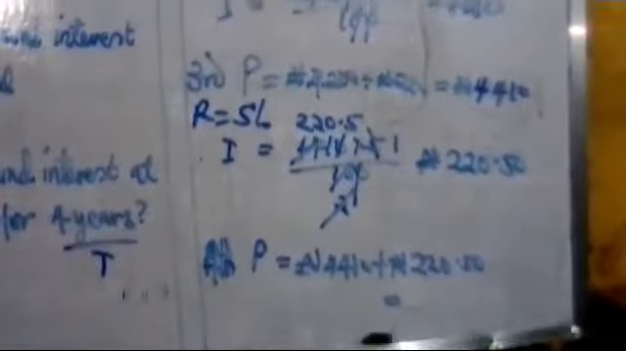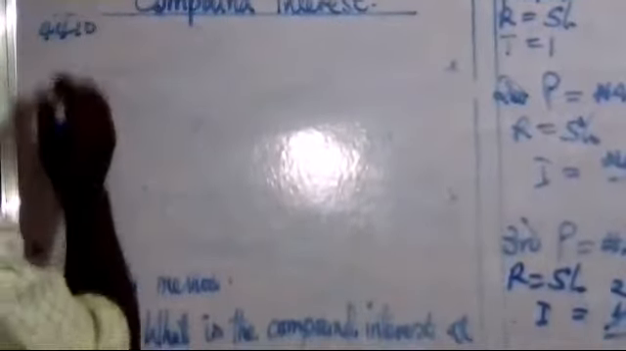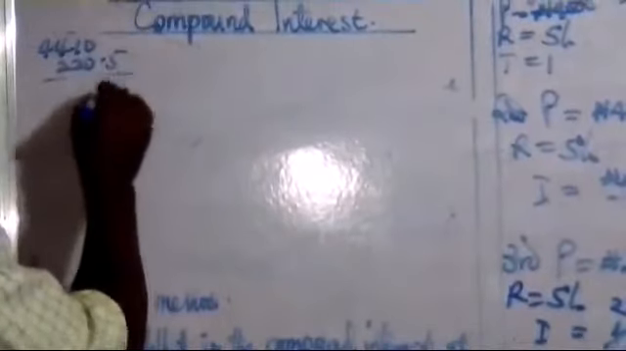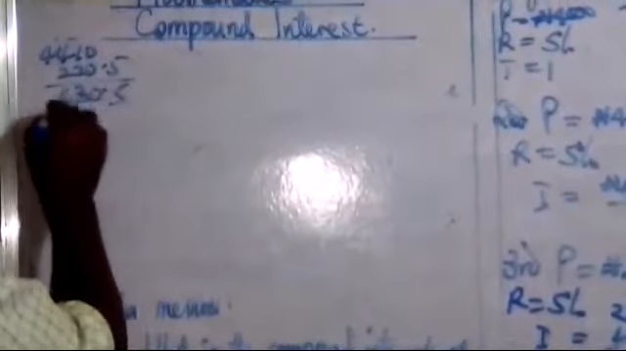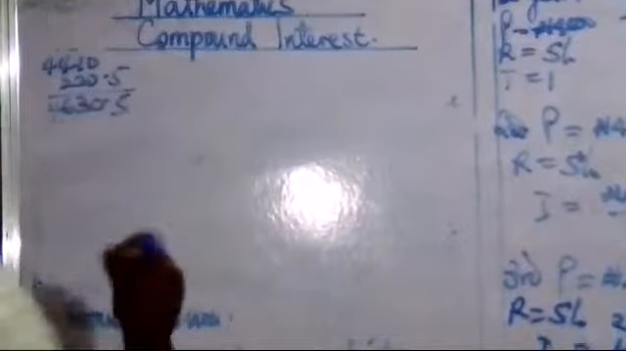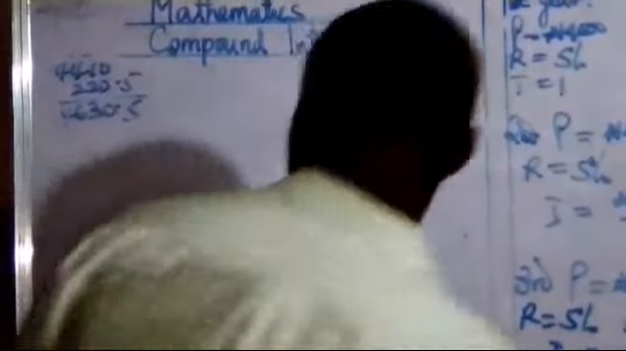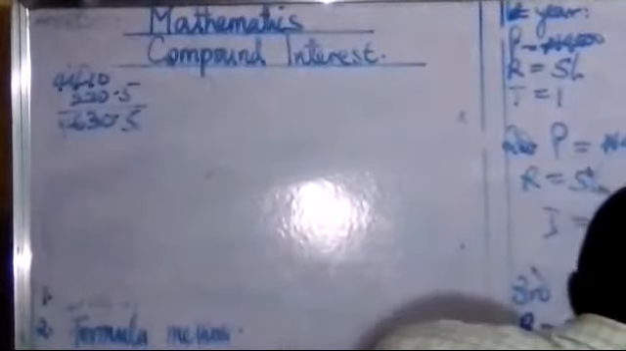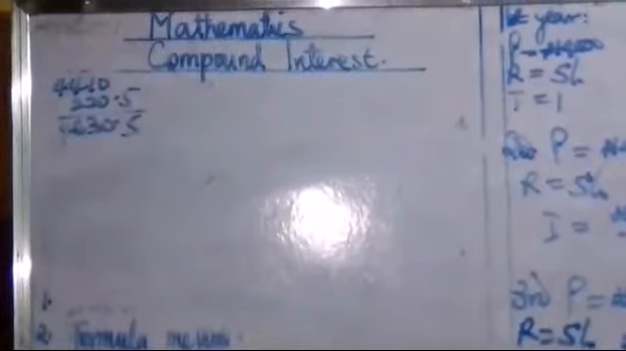Let's see. I'm cleaning this place. You must have known it by now. So what are we going to have? 4410 plus 220.5, which will give me 4630.5. I hope we are correct. So what does it become? We have 4630.5. So 4,630 naira 50 kobo.